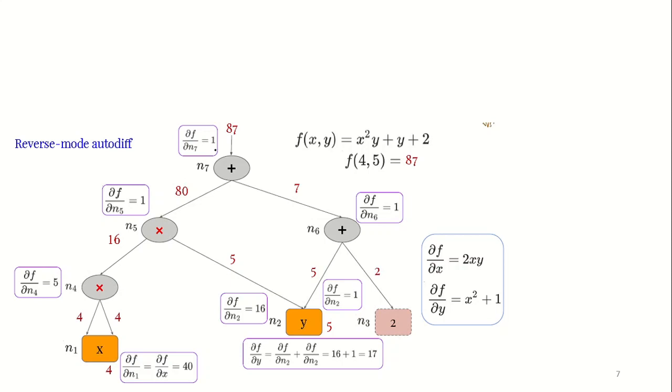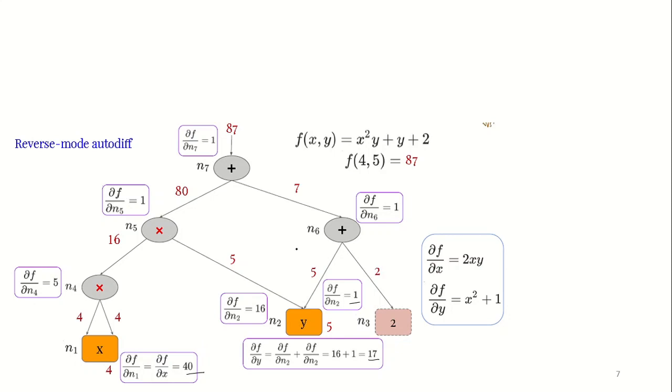So this is the final answer. ∂f/∂n7 is 1 and ∂f/∂n5 is also 1. ∂f/∂n6 is 1. ∂f/∂n4 is 5. ∂f/∂n2 is 16. It is a summation. ∂f/∂y is equal to 17. Okay, 16 plus 1. We add up these two terms. Then ∂f/∂n1, which is equal to ∂f/∂x, is equal to 40. Okay, so that is the answer.